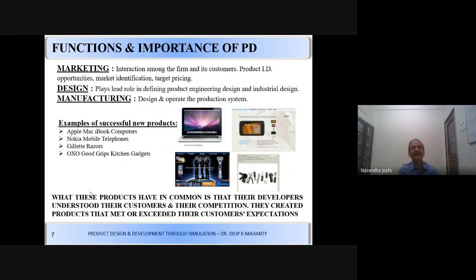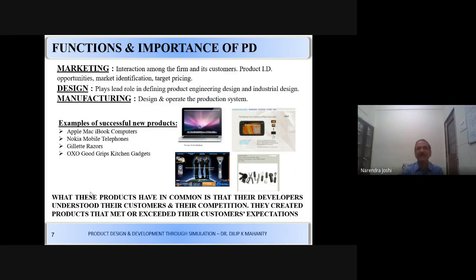Second important function is design, which plays a lead role in defining product engineering design, industrial design. Third is manufacturing. I can design a beautiful product. Can I manufacture it? So all these things together are very important aspects of product design.